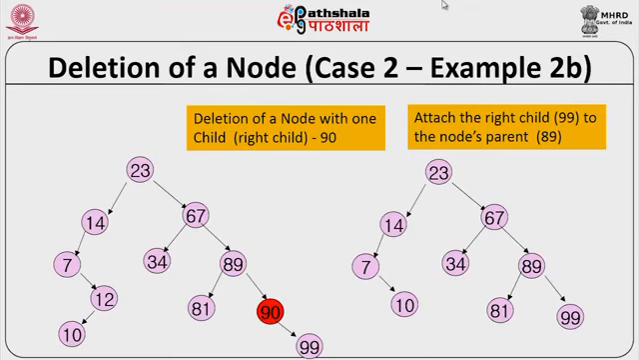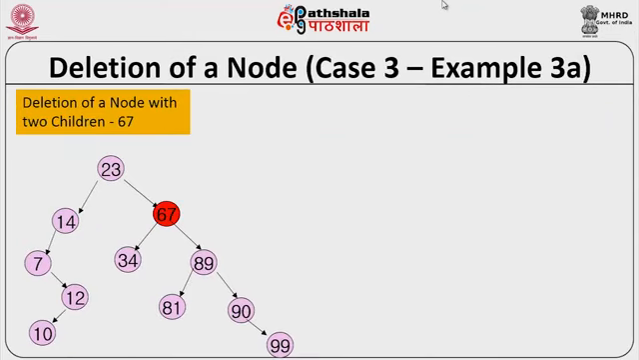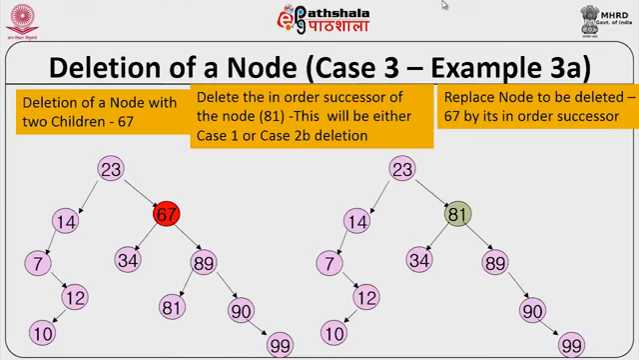Now, we go to the next case, which is deletion of a node with 2 children. In this case we want to delete 67. So, 67 has a left child as well as a right child, a left subtree and a right subtree. This is the third case. Now, for doing this we have to find the in order successor of 67. The in order successor of 67 is 81. So, we replace 67 with 81.